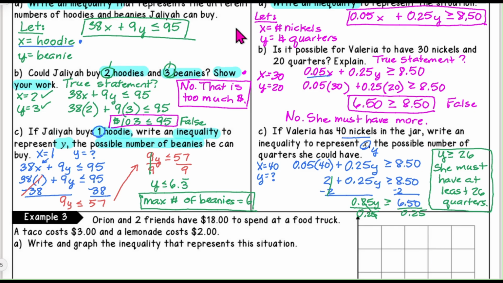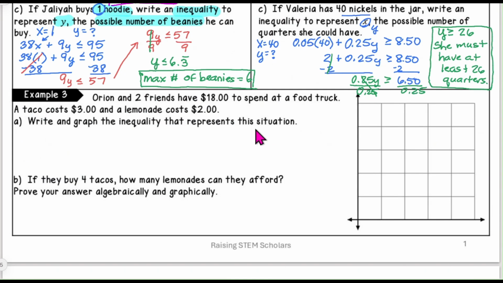Alrighty, and then last but not least, we can scroll on down to the bottom. It says here we have Orion and 2 friends have $18 to spend at a food truck. A taco costs $3 and a lemonade costs $2. Write and graph the inequality that represents this situation.